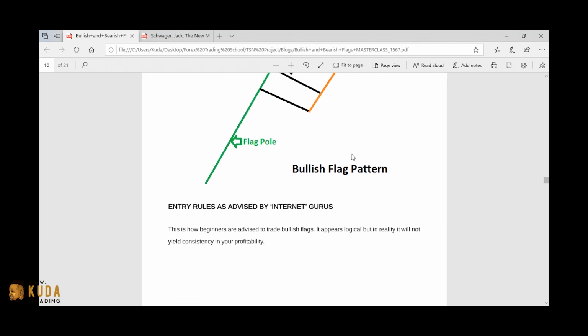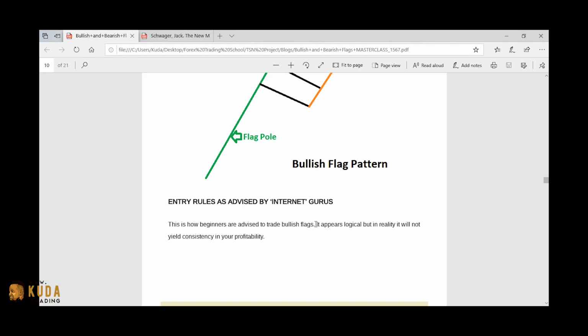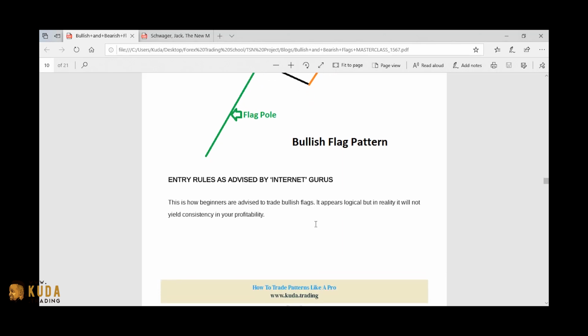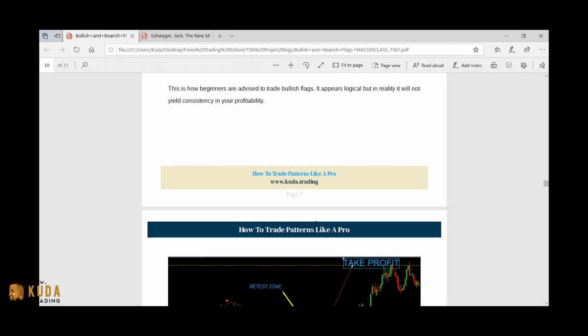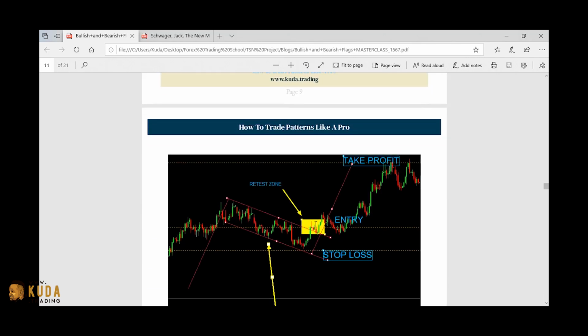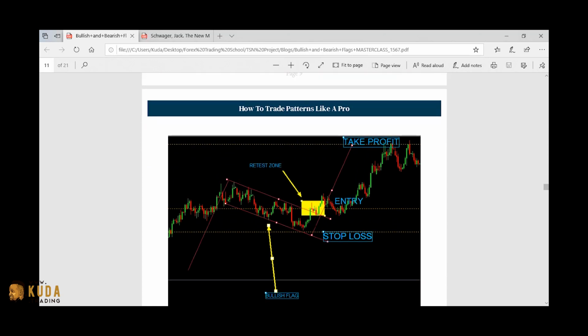Right, entry rules as advised by the internet gurus. This is how beginners are advised to trade bullish flags. It appears logical, but in reality it will not yield consistency in your trading. So let me show you what I mean.